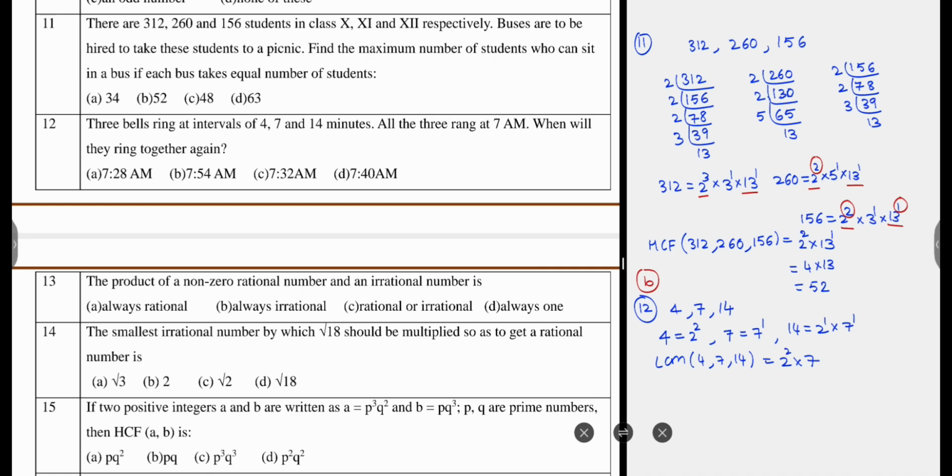Highest power of 7 is 1. So it is 4 into 7, that is 28. That means after 28 minutes they ring again. But already they rang at 7 a.m. So next time, immediately after 7 a.m., when they ring, at 7:28 a.m. they ring. So which option is correct? Option A is correct. At 7:28 a.m. again they ring. So this is about question number 12.